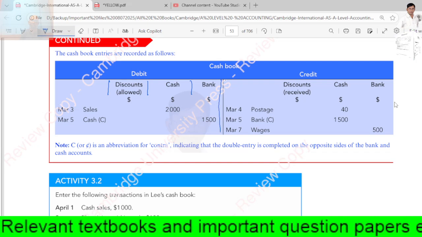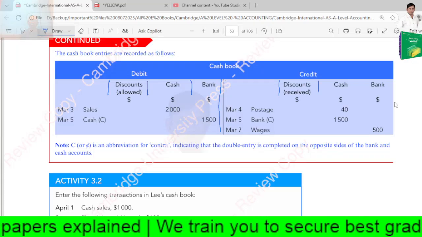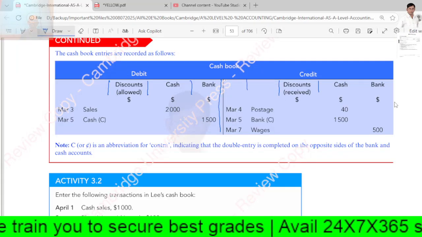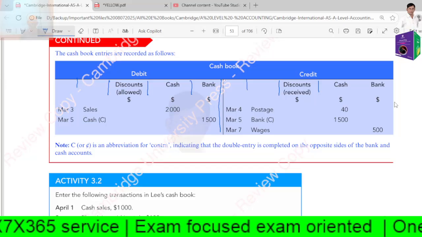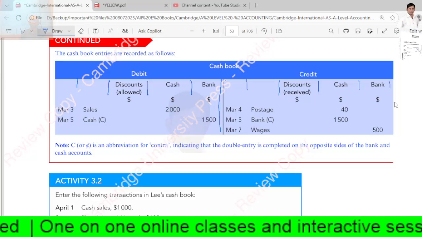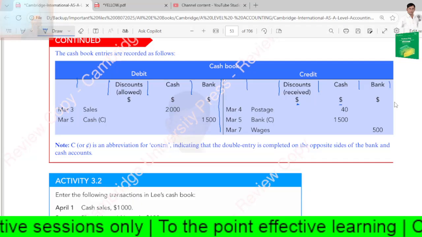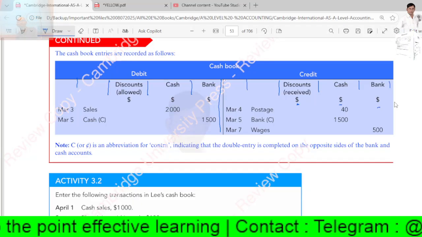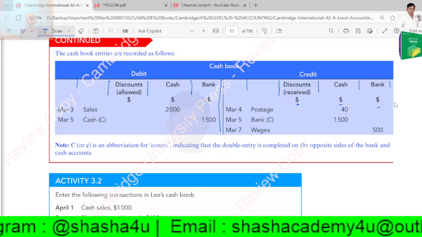Similarly, this side also has one column, another column, the date, one column. Details or particulars, then discount received, one column, cash, one column, bank, one column, and the currency, of course, whether dollars or pounds or whatever, we have to write here. So we have to write this in this particular format.